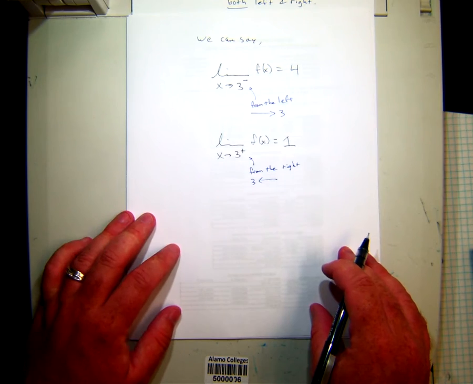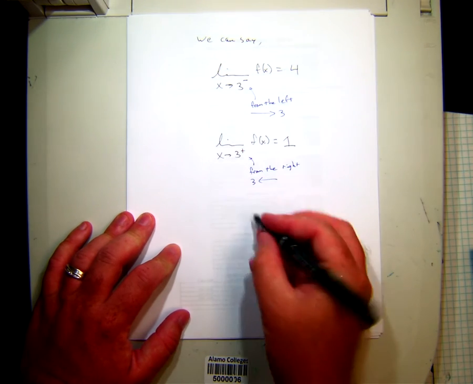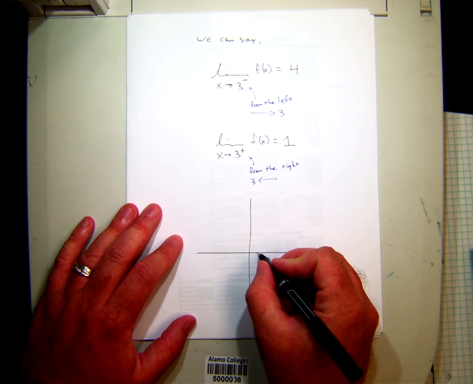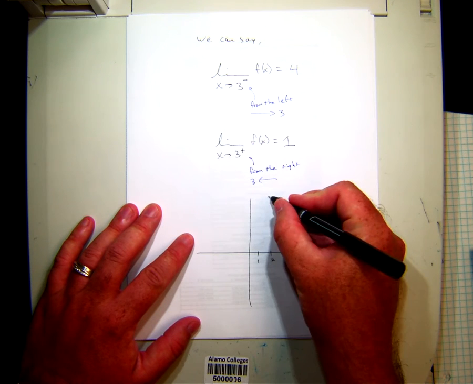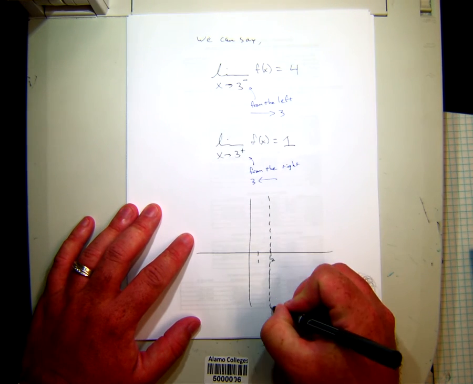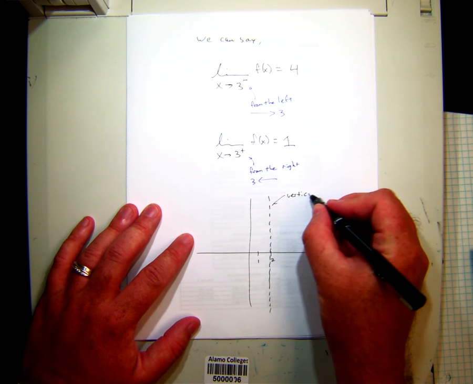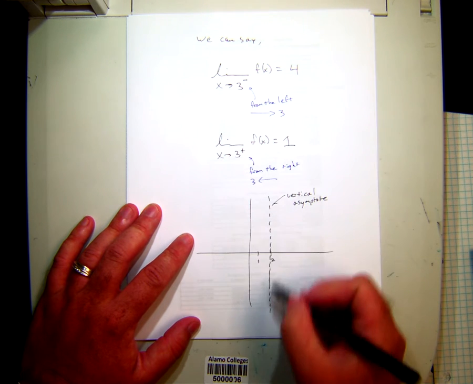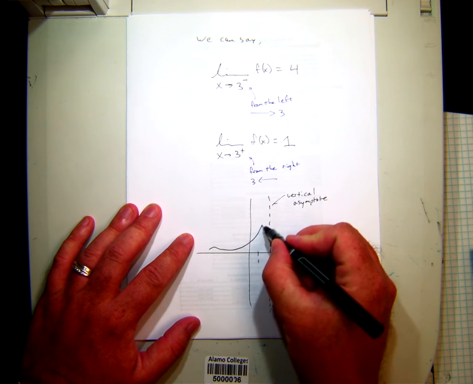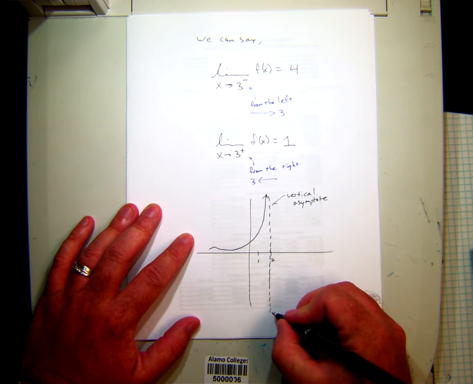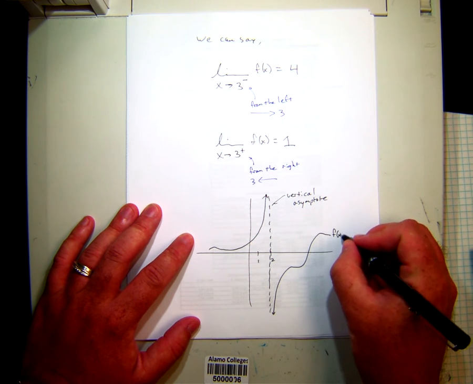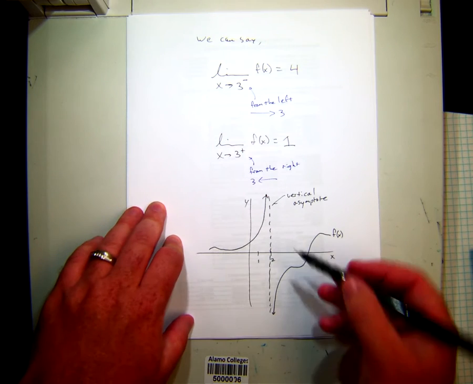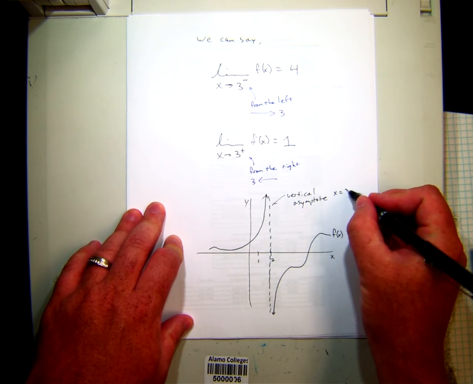A couple more notations that we need to worry about. Some special cases are going to pop up. Sometimes in algebra we have vertical asymptotes. It's called a vertical asymptote. Weird Greek word. It just means a line that your function has to approach but never does quite get to. So here, the vertical asymptote is when x equals 2.